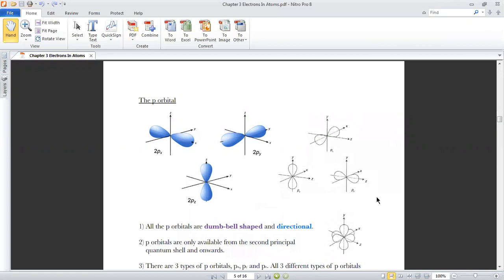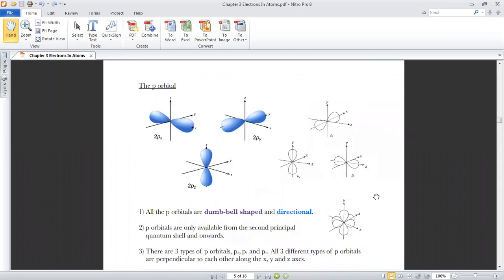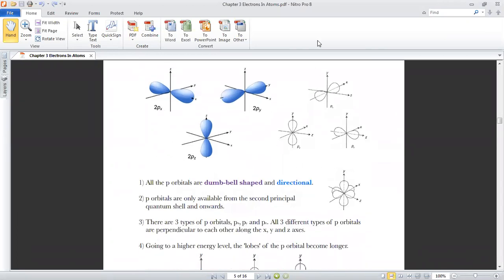Then pz means that the electron cloud is located on the z-axis. You need to draw pz on the z-axis, and you may need to draw all three together. This has been drawn here, but you can draw it easily. It's not very difficult. You just draw the three axes. One is px, then py, and pz.